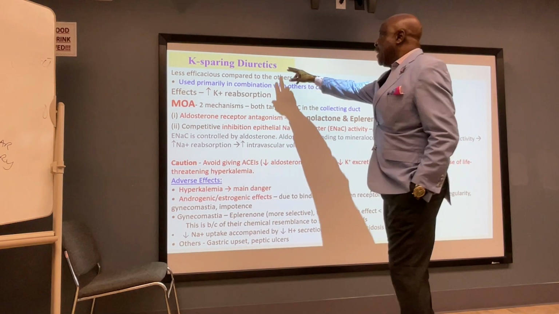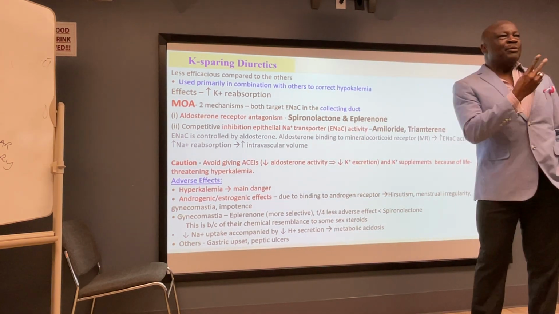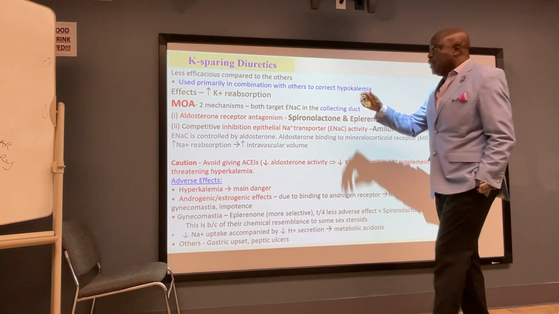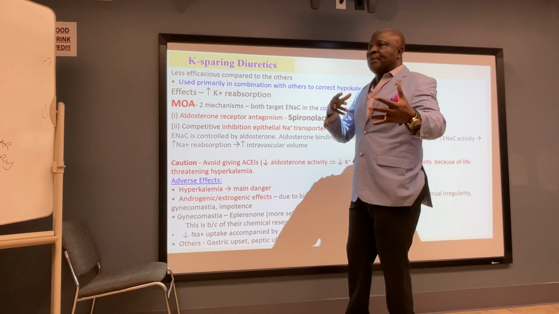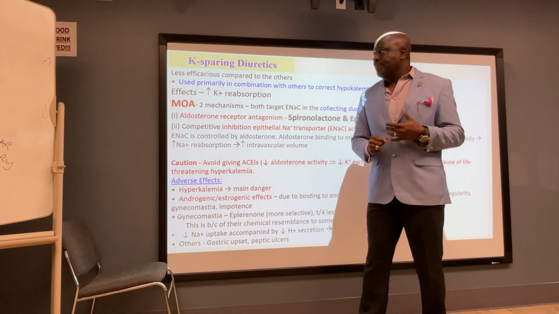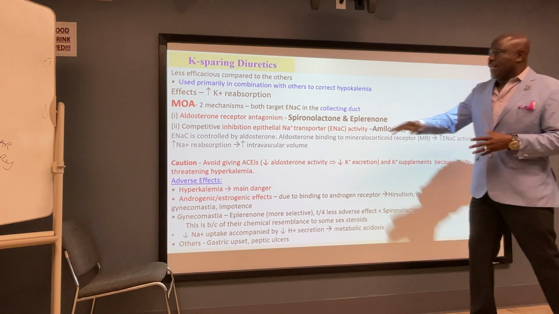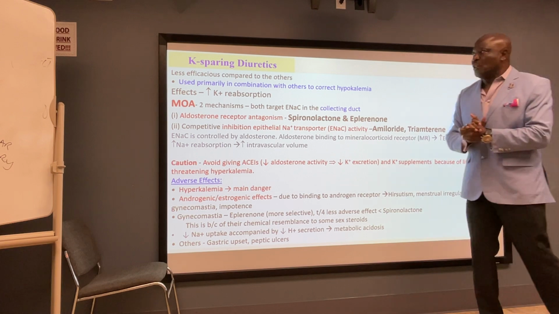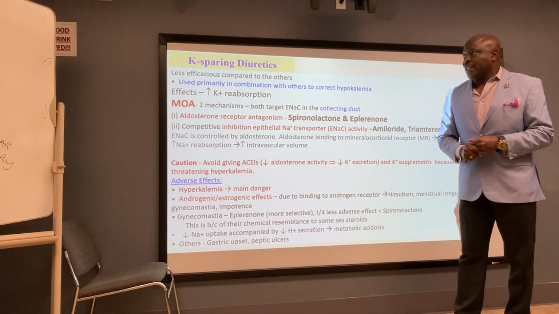The potassium-sparing diuretics are only used, especially when you are correcting the hypokalemia that we've mentioned with the thiazide and the loop diuretics. So what do they do? They increase potassium reabsorption. So if you give a thiazide, for example, and you are worried about losing too much potassium, you add a potassium-sparing diuretic. There are two mechanisms of action for this, but both mechanisms target the epithelial sodium channel in the collecting duct. Don't forget, I said I will want to know the specific transport mechanism and where on the nephron it is located.